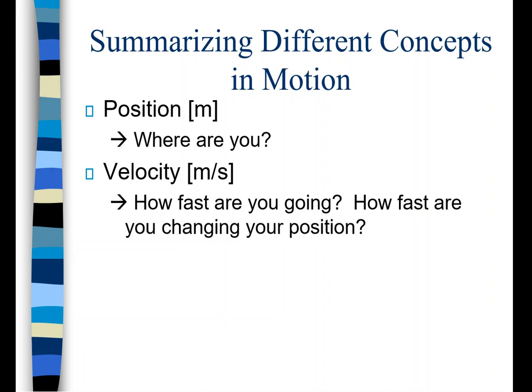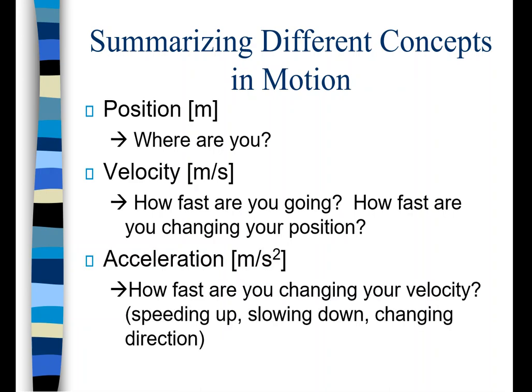Remember, delta D over delta T. And then acceleration is going to be meters per second squared. Those are the units there, meters per second squared. And that's delta V over delta T, right? So velocity was delta D over delta T, displacement over time. I think I said that earlier. Anyhow, let me just write it in.